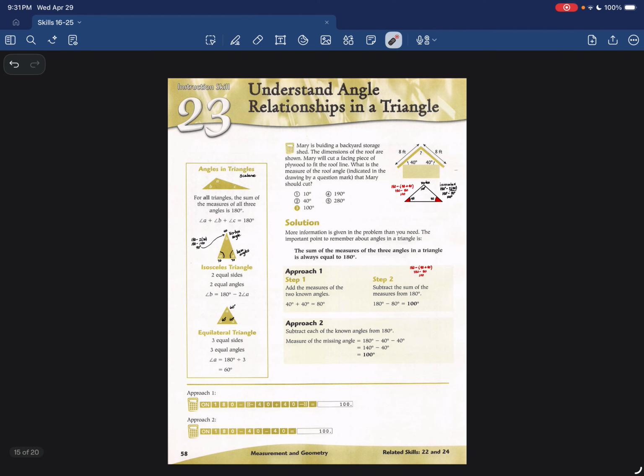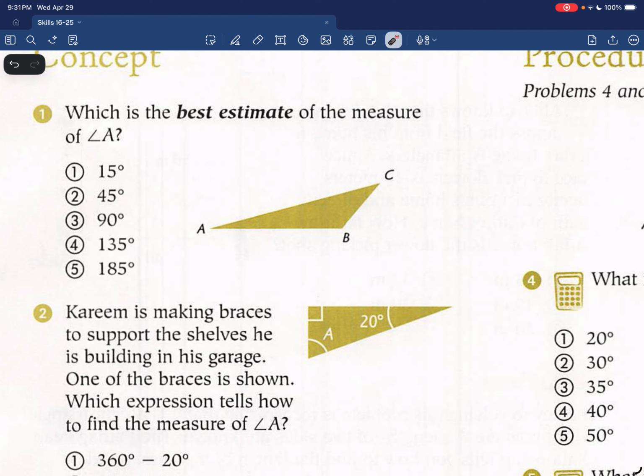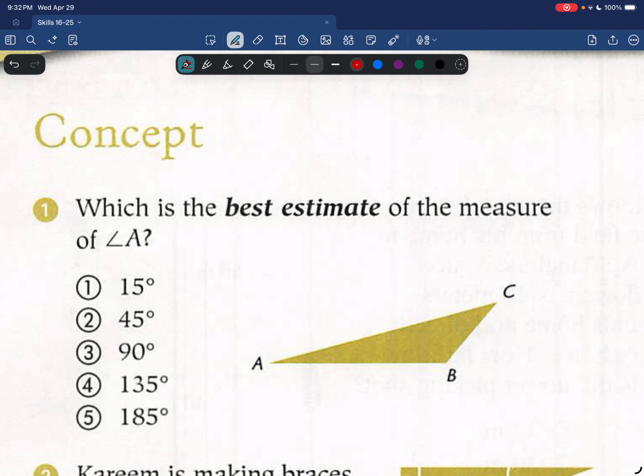All right, let's practice. Page 59 in your textbook. Concept, which is the best estimate of the measure of angle A? So when I look at angle A, I can tell you that it is tiny. That is a very small, narrow angle. It is definitely a cute little angle. So I would know that it would have to be 1 or 2 because 90 degrees is right here. Let me put the 90-degree line in for you.